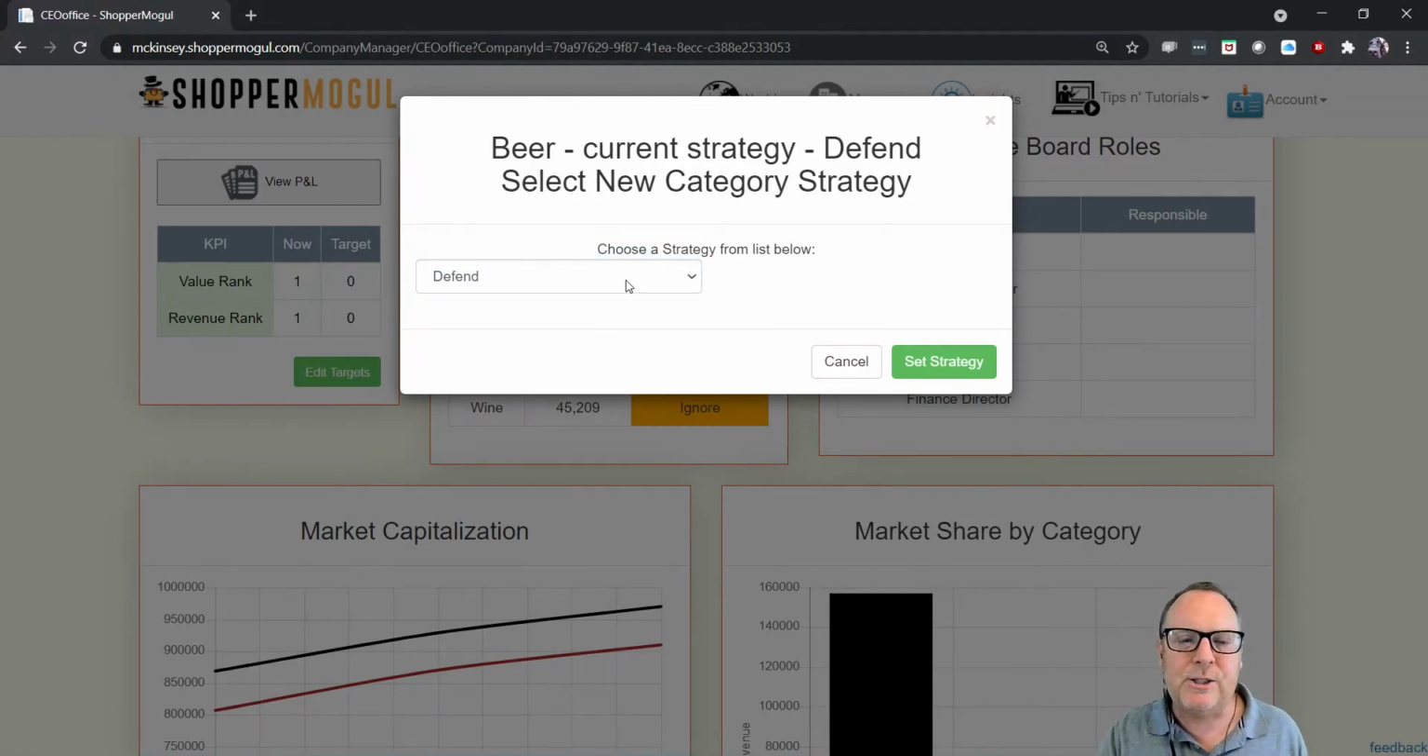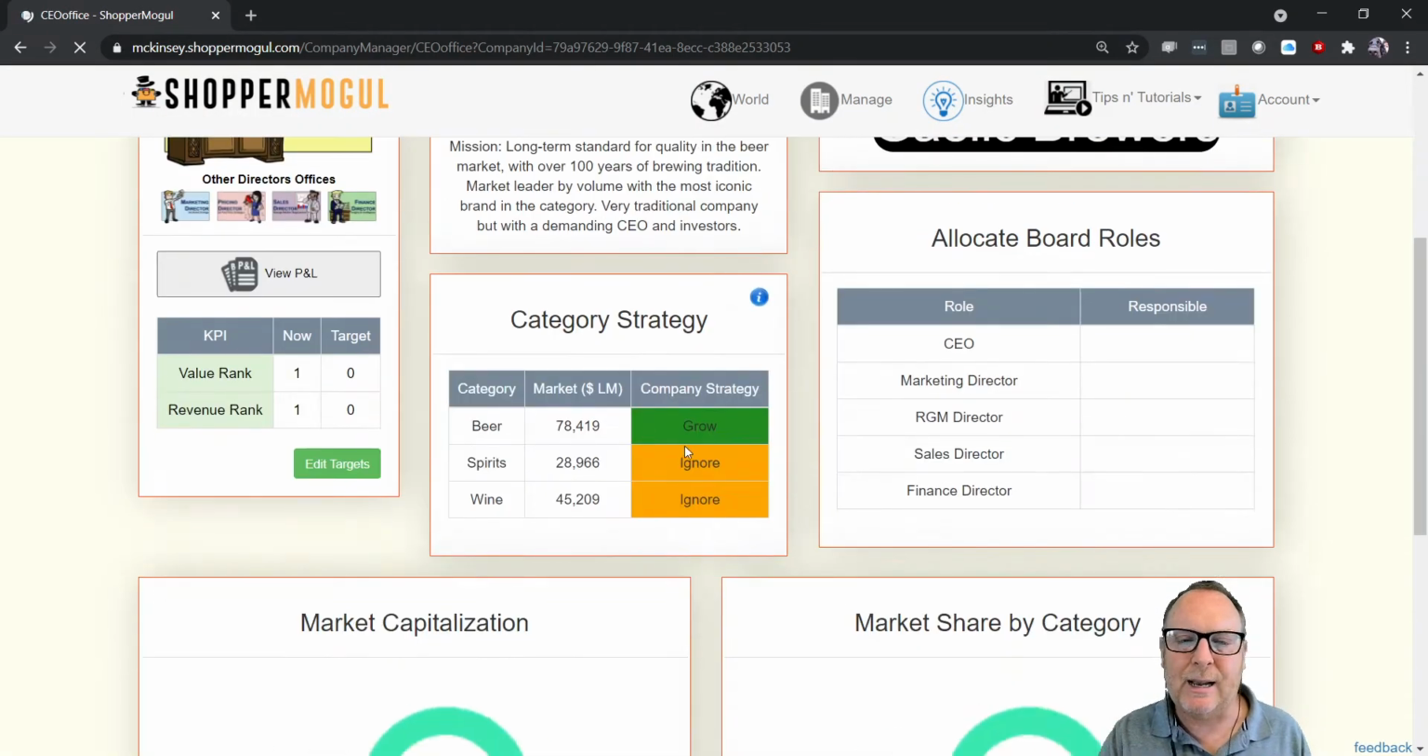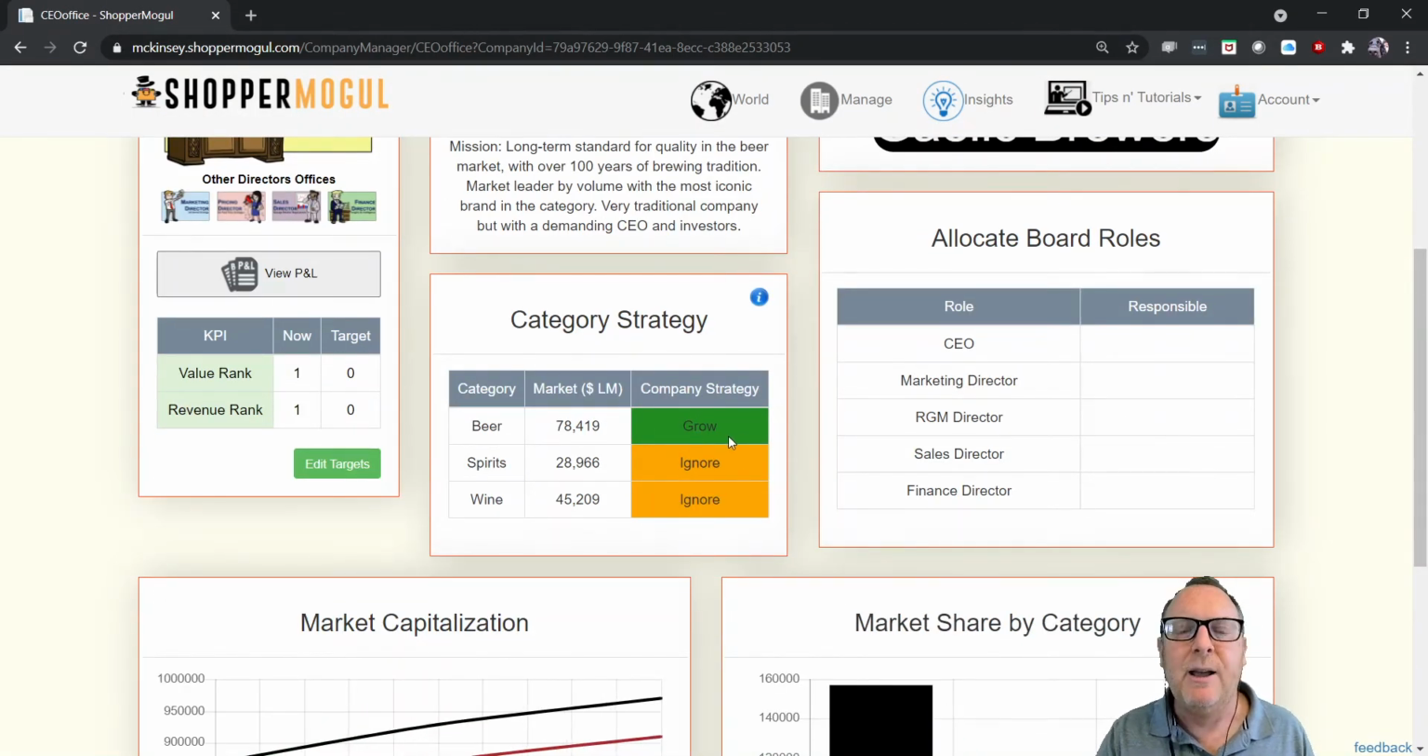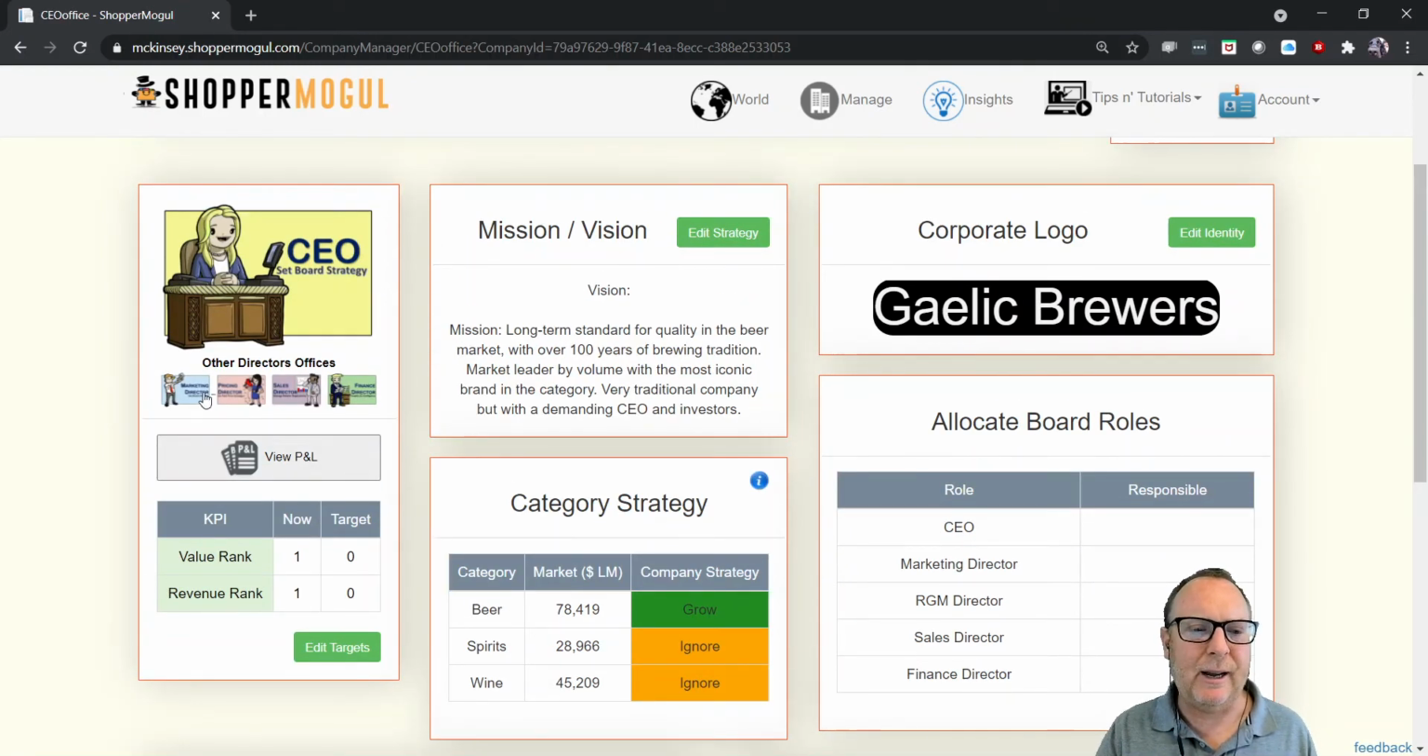So, as I say, familiarize yourself with the data, and then if you've ended up saying, actually, this category is one I want to grow in, then you set it as a grow strategy and you'll see it reflected there. Now, simply saying grow has no mechanical effect on the game, but it then allows your other directors to make decisions. Your marketing director will be able to launch new brands in a category that the CEO has said we want to grow in. Your pricing director will be able to launch new packs, and so on and so on. So that's the CEO page.